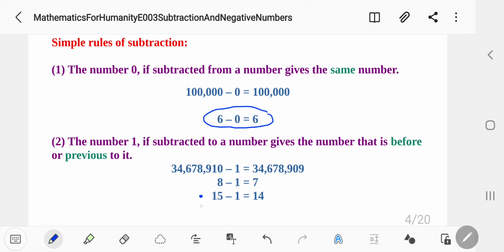Number 3, you have 15 minus 1 equals 14. This number 14 is before number 15. So now let's go to the next rules.